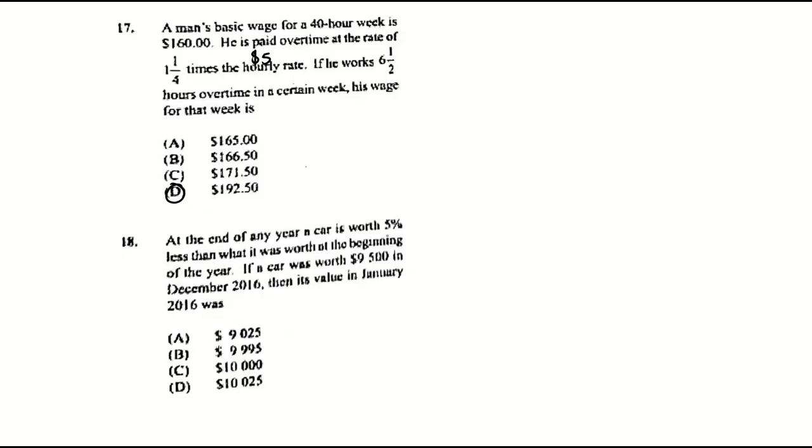This question, number 18, is a repeated question as well. Let's look at it. At the end of the year, a car is worth 5% less than what it was worth at the beginning of the year. If a car is worth 95,000 in December 2016, then the value in January 2016 would be 10,000. If you guys recall this question, we did this, right? And they didn't use 2016. I believe that they used an earlier year or something. So, right? And that is how you would do this question here.